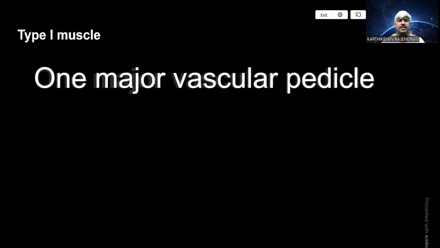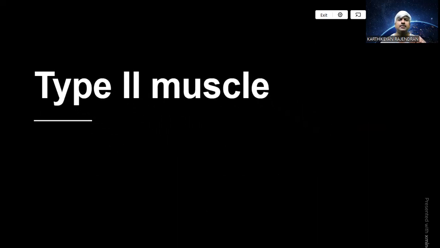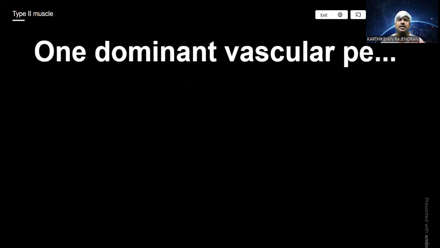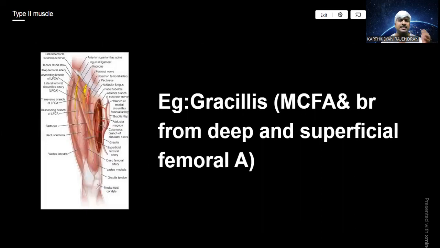Coming to the type 2 muscles. As I already told you, one dominant pedicle and one or two minor pedicles. Example, gracilis. The gracilis is supplied by a branch of the medial circumflex femoral artery, the main blood supply to the gracilis, and small branches from the deep and superficial femoral artery also contribute to the blood supply. So this is the type 2 muscle.